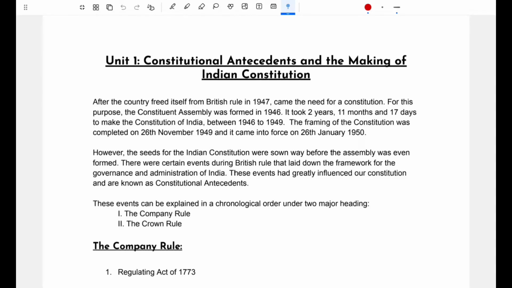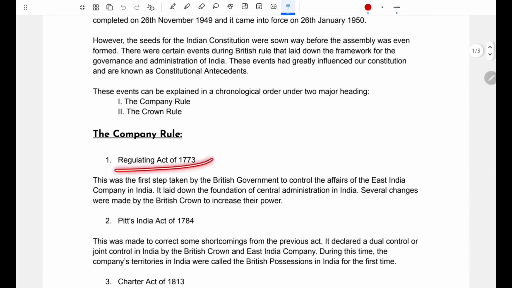During this time, during the Company rule, several acts were passed that helped in bringing this political structure to our country. So the first act here is the Regulating Act of 1773. This was the first step taken by the British government, the British monarch, to control the affairs of East India Company in India. The Crown wanted to increase their power in Indian administration, so they started to centralize all of this power by making some changes.